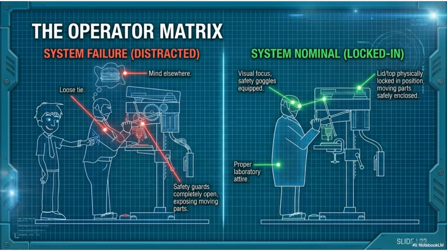The operator matrix contrasts a system failure state, marked by distraction and improper attire, with a system nominal state. In the nominal state, the operator maintains visual focus, wears proper PPE, and ensures safety guards are secured.